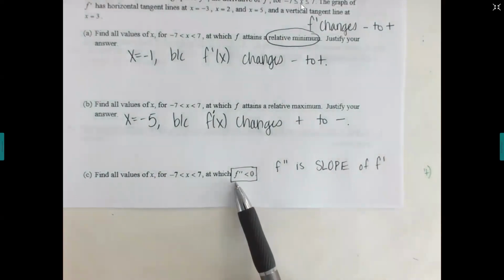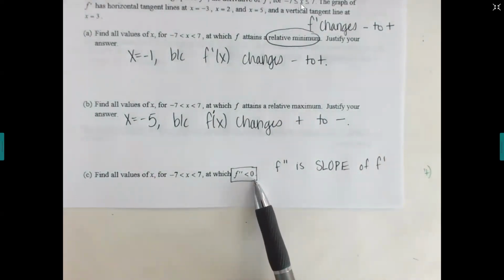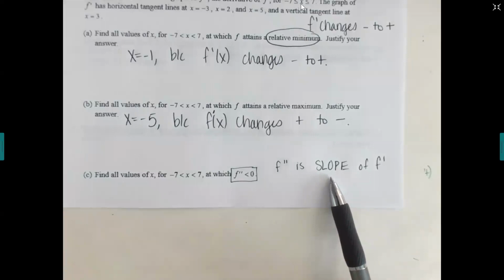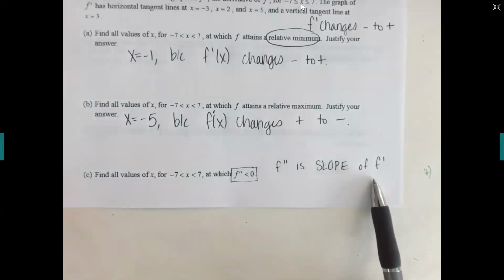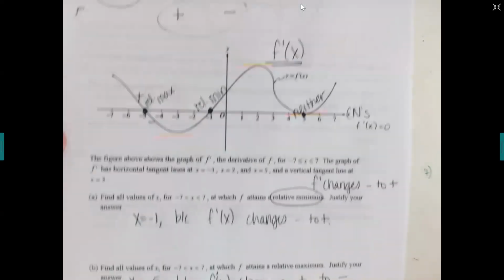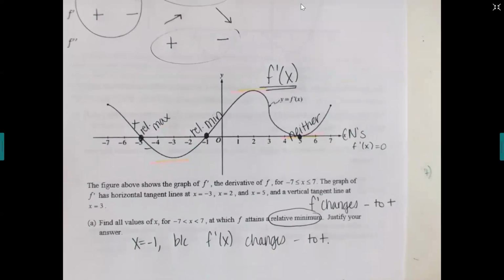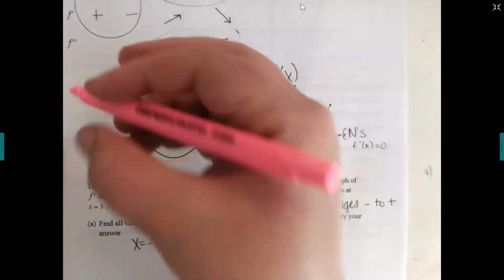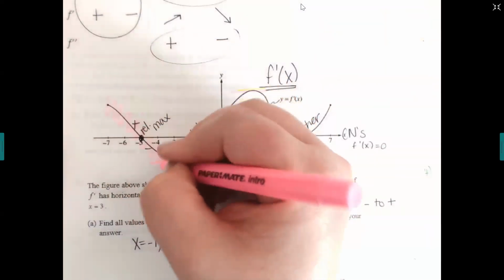We want F double prime to be less than zero. Then we want the slope to be less than zero. So look at your graph. When does that happen? -7, -3. Okay, that's one section. Where else?